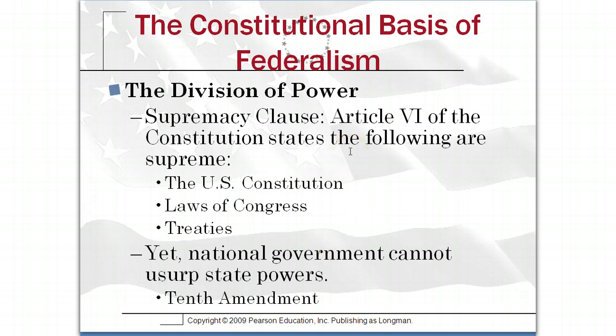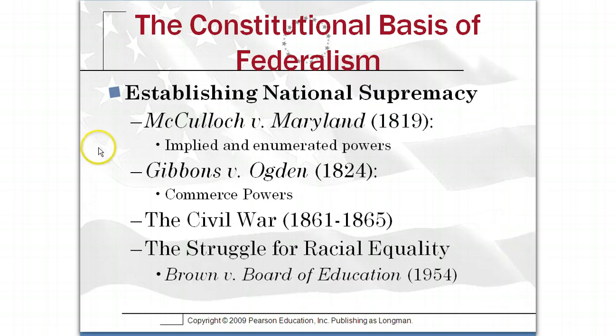But the national government cannot usurp, meaning take, state powers, according to the 10th Amendment. The 10th Amendment says any power not given to the national government is reserved to the states. There are reserved powers to the states. So if the U.S. Constitution or laws of Congress or treaties do not specify that the national government should do something, then the states have those powers and they cannot be taken away. So combining these two items creates the division of power, or federalism, in our country.